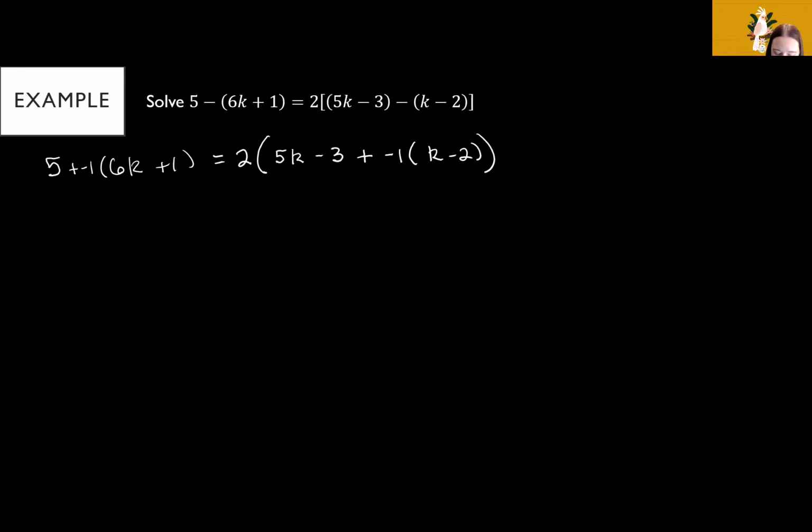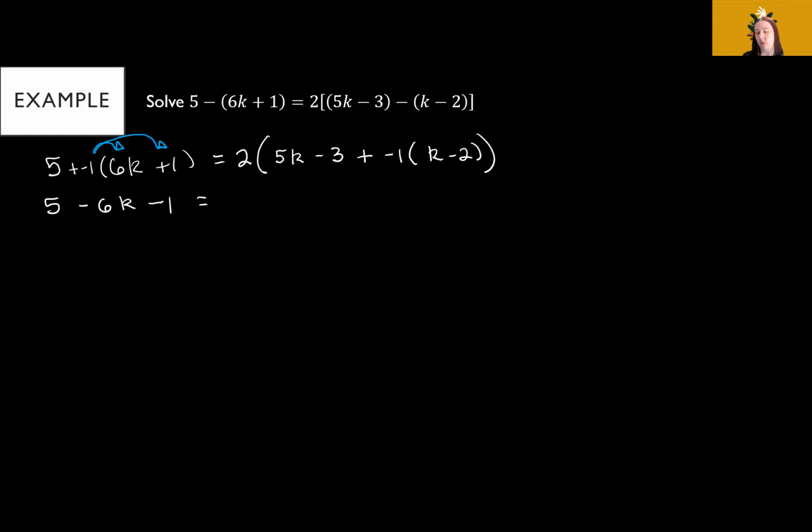So on the left side, when I simplify, I need to distribute. So I need to multiply that -1 through the parentheses. So I have 5, and then a -1 times 6 is a -6, so it's going to be minus 6k. And then a -1 times 1 is -1.